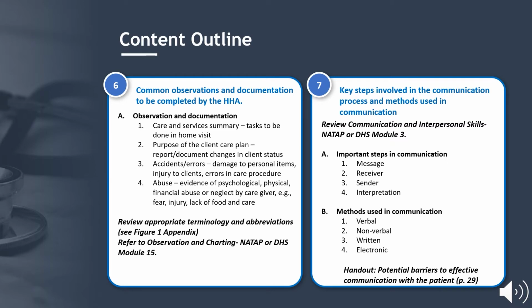Common observations and documentation to be completed by HHA. Observation and documentation. 1. Care and services summary. Tasks to be done in home visit. 2. Purpose of client care plan. 3. Report and document damage to personal items, injury to clients, errors in care procedure. 4. Abuse. Evidence of psychological, physical, financial abuse or neglect by caregiver. Examples: fear, injury, lack of food, and care.